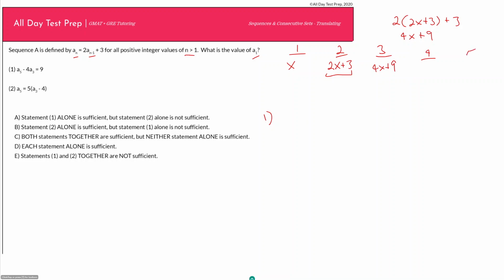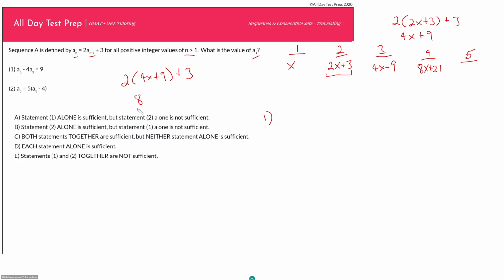And the reason I want to write my sequence out up here as opposed to next to my first statement is because this comes from the prompt, right? So the generic sequence I'm writing out can be applied to both statements. It's universal. So if this is my third term, my fourth term should be 2 times this plus 3. So that's 2 times 4x plus 9 plus 3, which is 8x plus 21.